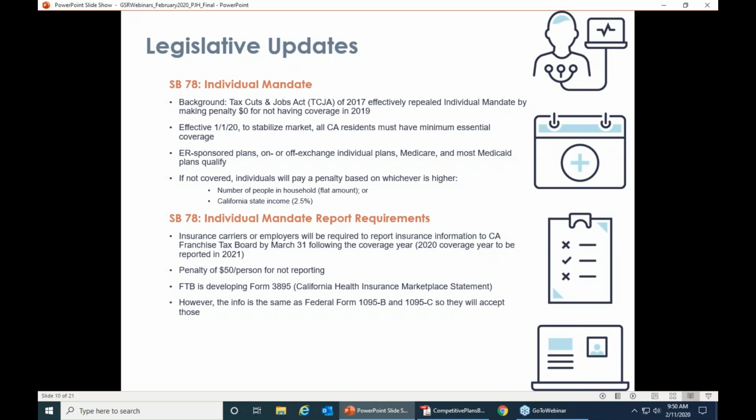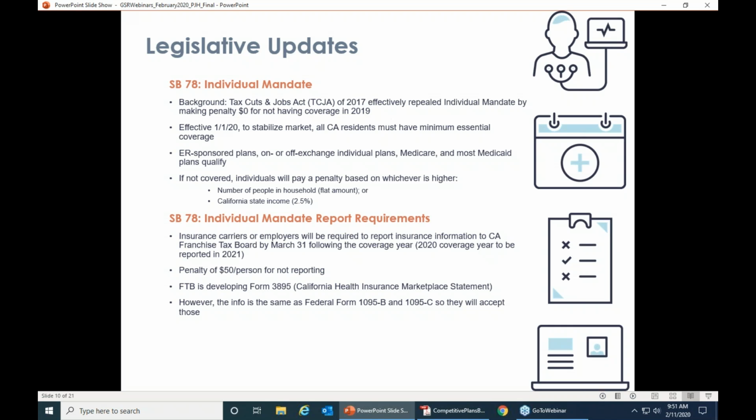Number one is Senate Bill 78. And what that means is that the mandate, everyone must have health insurance in 2020. In 2019, everyone had to have health insurance, but there was no real penalty. In 2020, if you don't have health insurance, there is a penalty.